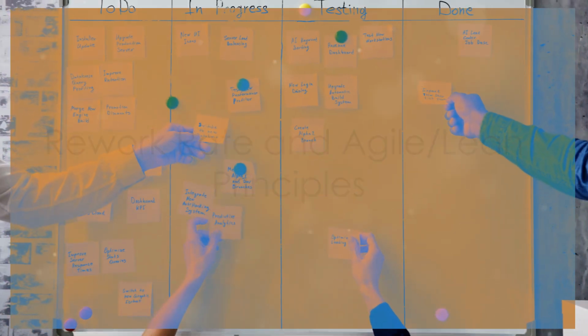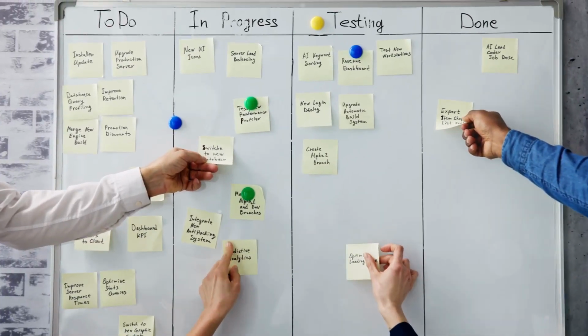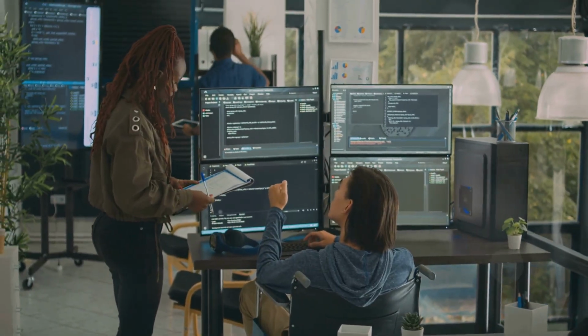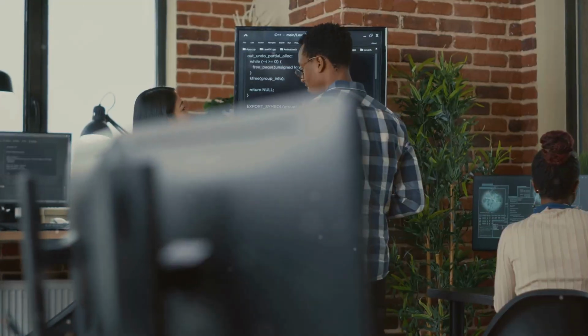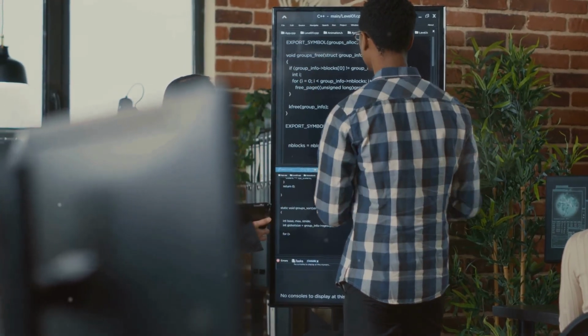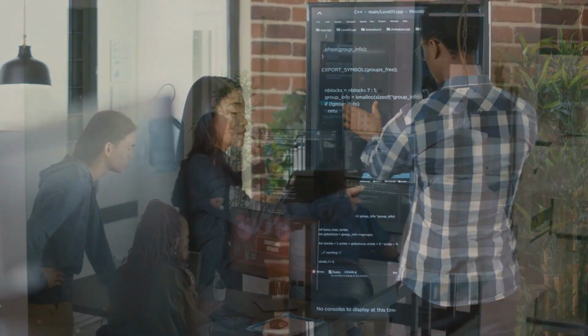Rework rate is closely linked to agile and lean principles, where the goal is to reduce waste. Rework is considered a form of waste because it does not add new customer value. Teams that focus on early feedback, small batch sizes, and continuous integration generally experience lower rework rates.